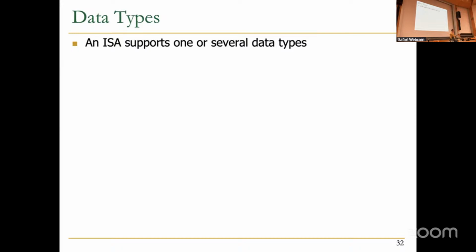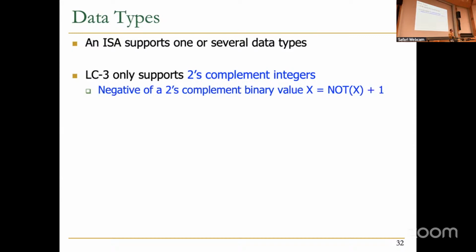Is it a floating point value? Basically, in LC3, the designers made the decision that it's all 2's complement integers. Right? Essentially, what is a 2's complement integer?